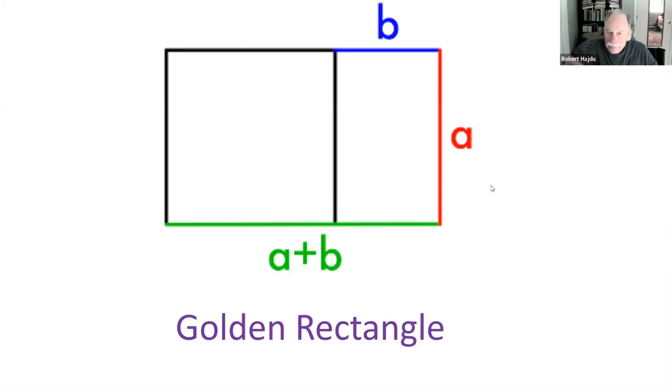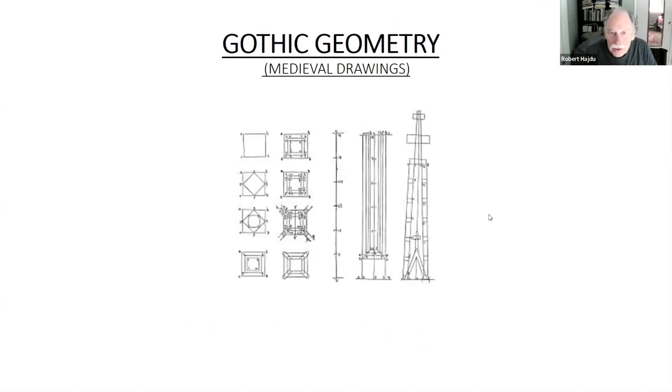And here is the golden rectangle, which is the same idea exactly. A is to B as AB is to A. This was sort of a mantra during the Middle Ages. It was believed cathedrals were built trying to use the golden ratio as much as possible. Move on from this, Eric, please.